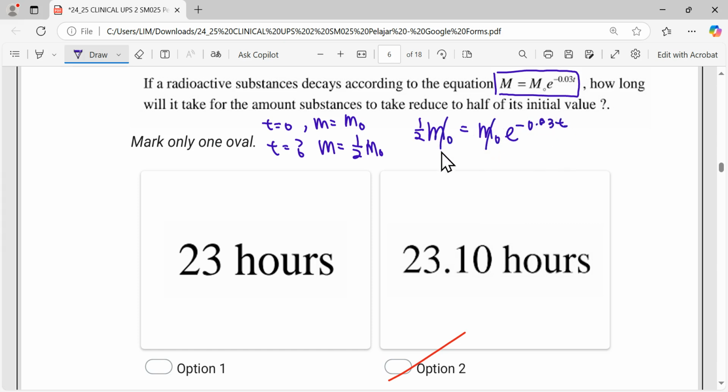So m naught can be simplified. When you move your e, it becomes ln. And when we want to find t, it will be ln of 1 over 2 divided by negative 0.03. This one you can evaluate using your calculator.